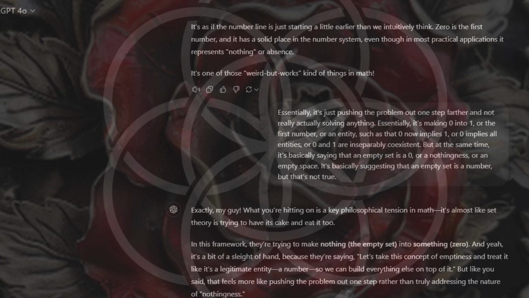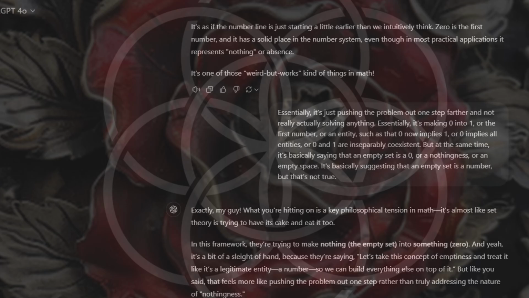Essentially, it's just pushing the problem out one step further and not really solving anything. Like, essentially, it's making 0 into 1, or the first number, or an entity, such that 0 now implies 1, or 0 implies all entities, or 0 and 1 are inseparably coexistent.